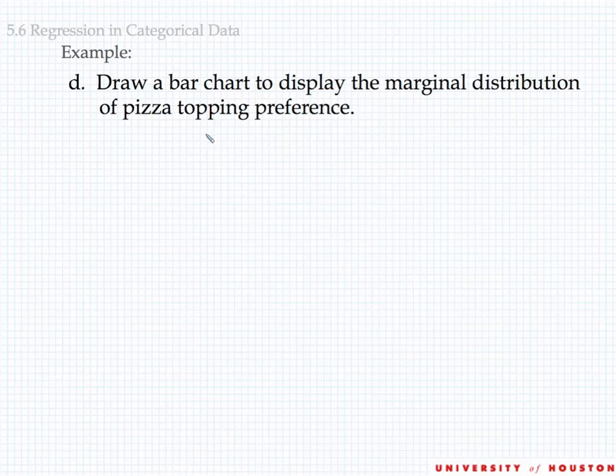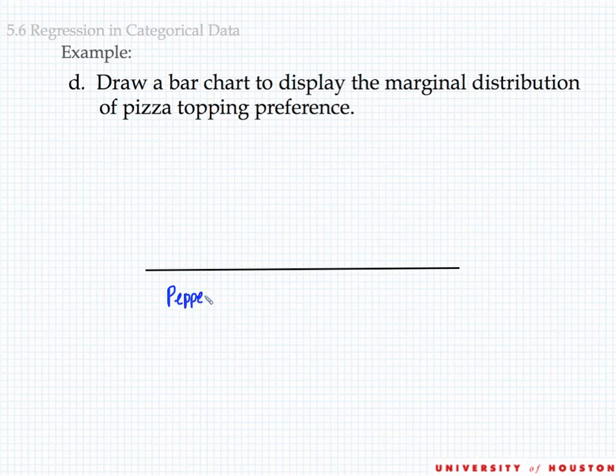Now I want to draw a bar chart to display my marginal distributions of pizza topping preferences. I'm going to begin by drawing my x-axis, and along this x-axis I'm going to put my different pizza toppings. We had pepperoni, hamburger, and mushroom.